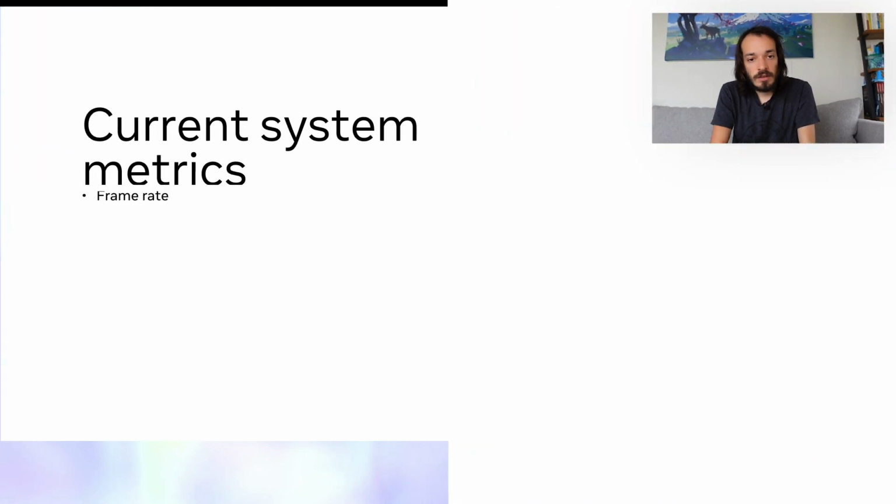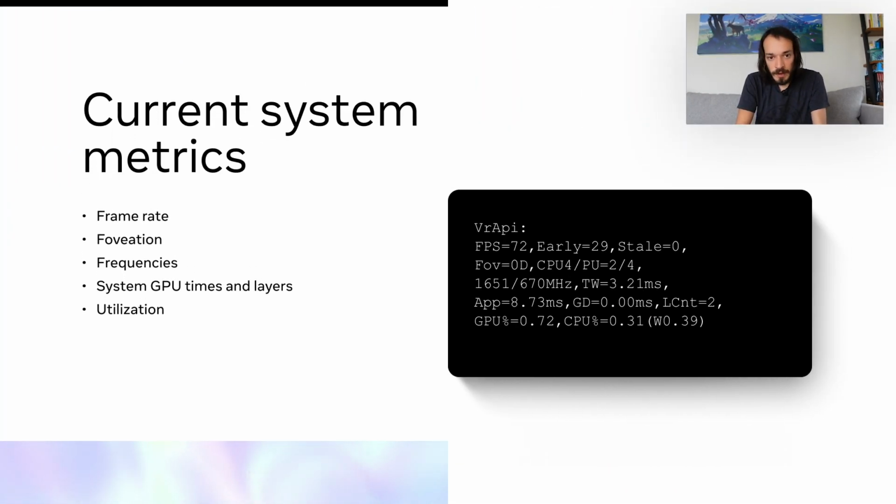So if we do want to go over the system metrics quickly, the system metrics you can get from, for example, Android Logcat, but there's other ways to get them, such as the in-headset heads-up display called OVR Metrics Tool. But they're always the same. And the main one is frame rate. So you have the actual application frame rate, which is this FPS equals 72 here, which just means that your application is running 72 frames per second, which is good. But then there's also other types of frame rates.